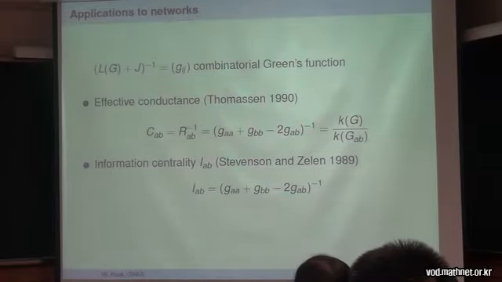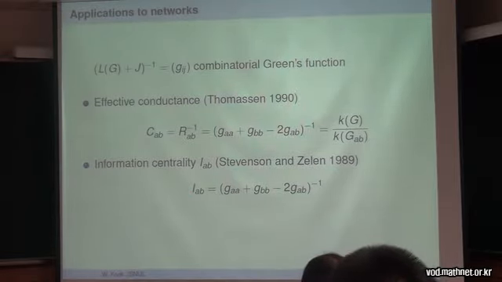They defined what's called the information centrality, but in the end, after a long paper describing what it is, it turns out to be exactly identical to Thomason's description of effective conductance. So the effective conductance in the electrical network is, in social science, what we refer to as the information centrality of an edge.